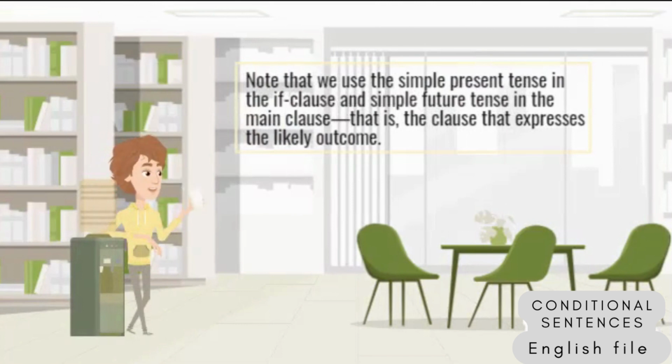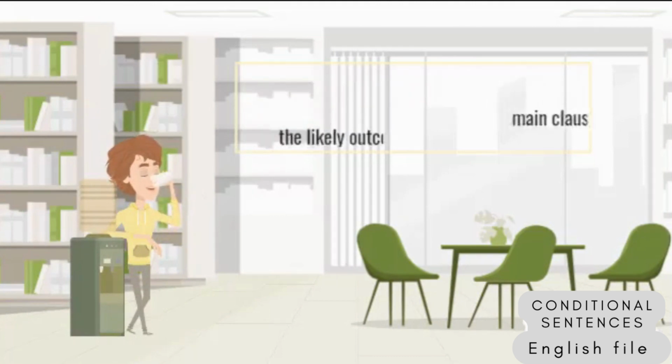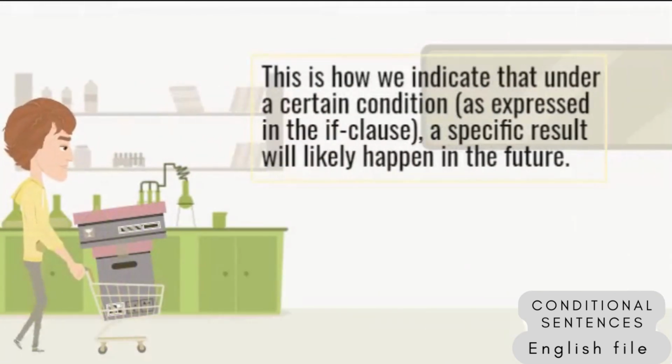Note that we use the simple present tense in the if clause and simple future tense in the main clause, that is, the clause that expresses the likely outcome. This is how we indicate that under a certain condition, as expressed in the if clause, a specific result will likely happen in the future.